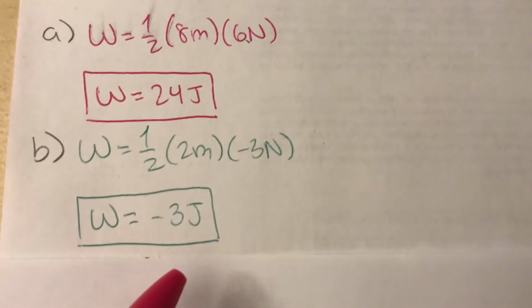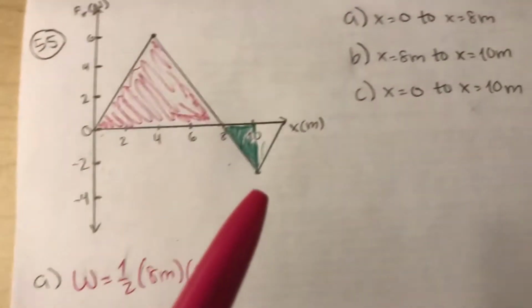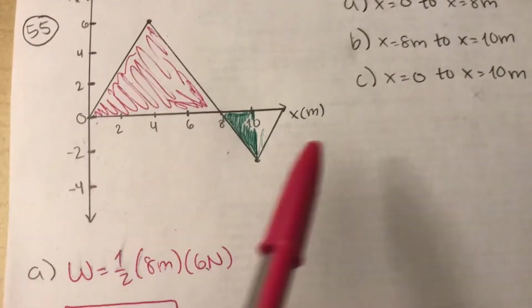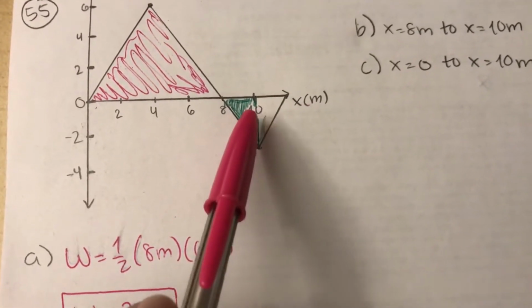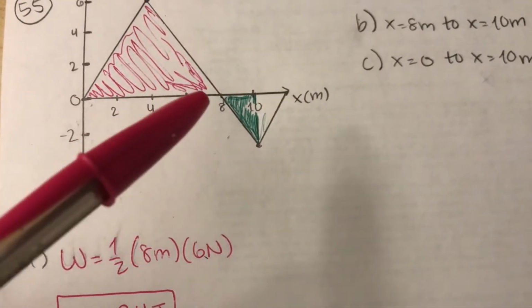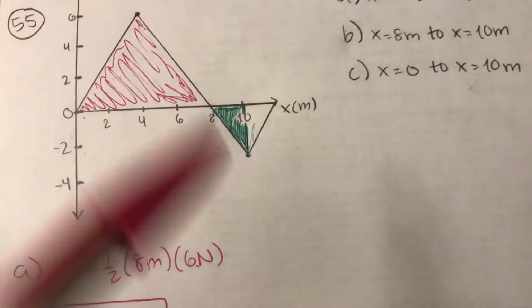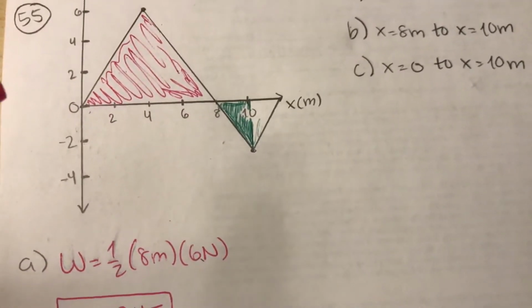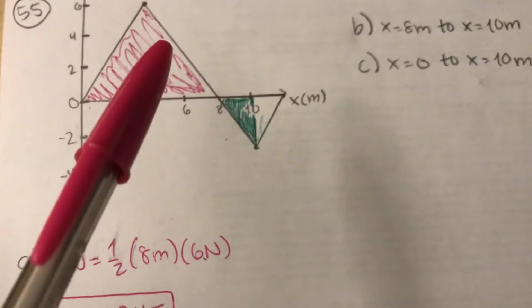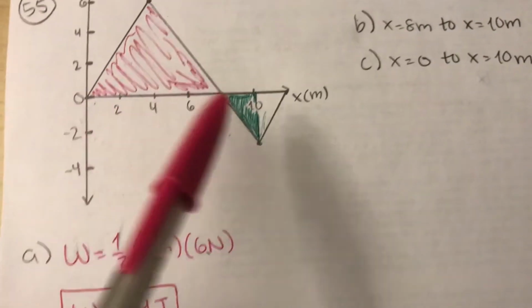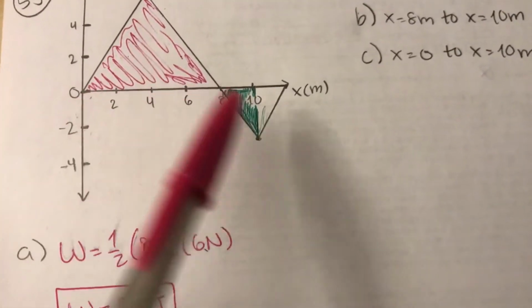Now the last one, we want to find from 0 to 10, but all of this area is not under one shape, so it's essentially a composite shape. So we want to find the area of this triangle plus the area of this one, so we can get from 0 to 10.